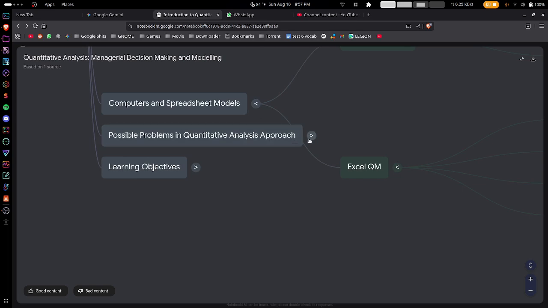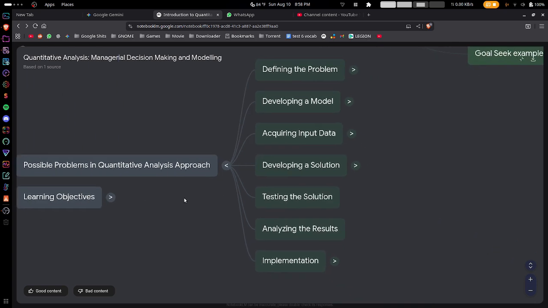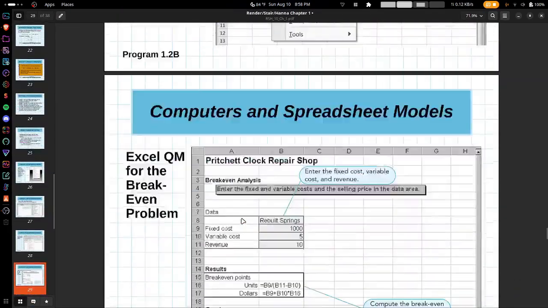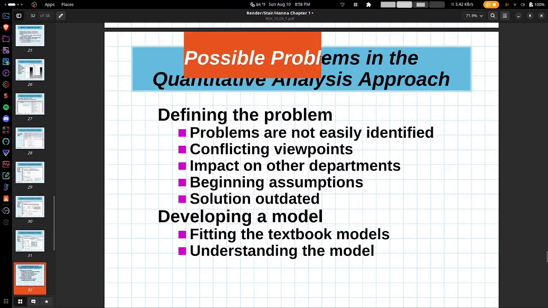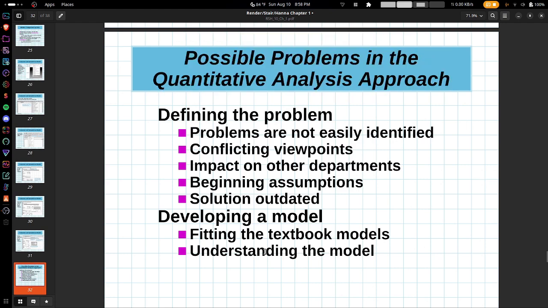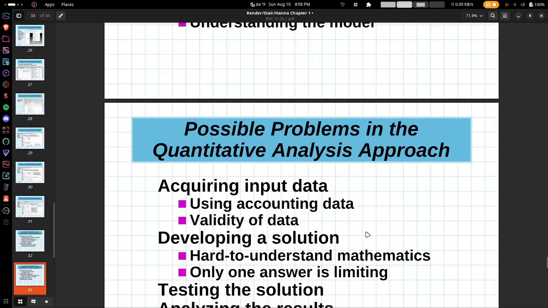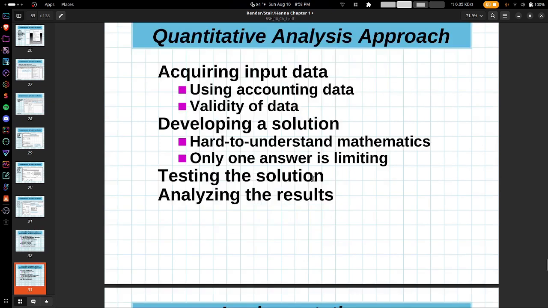We're down to our last two topics: possible problems in the quantitative analysis approach and the learning objectives. I don't think we need to go through this one. This is our last topic, most probably. Possible problems in the quantitative analysis approach: defining the problem, developing a model, acquiring input data, developing a solution, testing the solution, and analyzing the results.